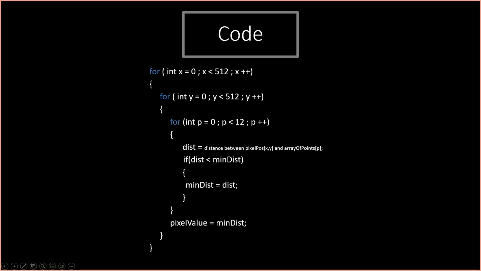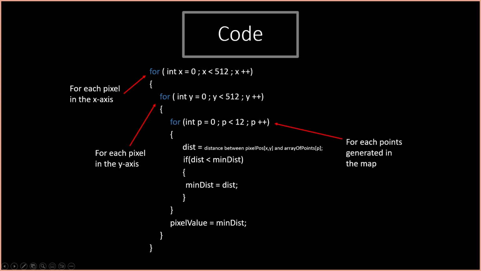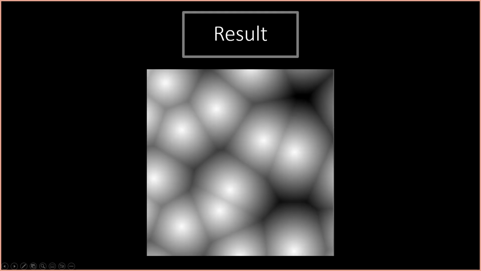Here is how it will look in pseudocode. In the outer for loop, you go through each pixel on the x-axis. Then, the next for loop will go through each pixel on the y-axis for this specific x-axis. Then, in the next for loop, it will go through each point that is generated and find the closest distance value between this pixel, x, y, and the points generated. The resulting noise will look something like this.